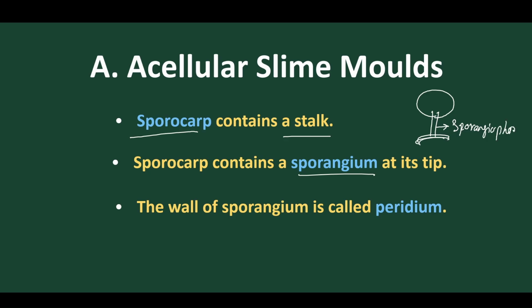Sporangiophore. Got it? So 4 is used for the stalk. And this is called sporangia. The total structure is called sporocarp.